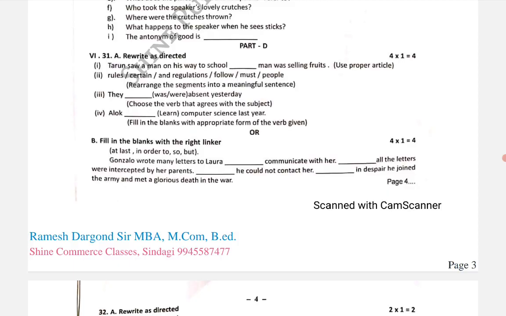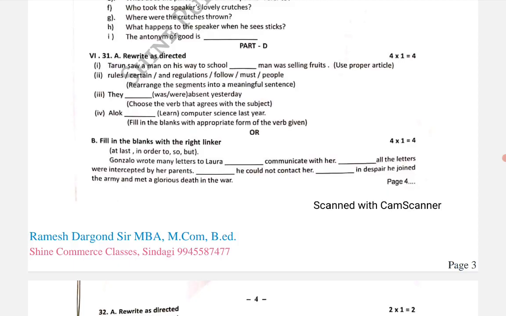4 questions will be there. Tarun saw a man on his way to school. So there is one more sentence, a man, again it is repeated. If a noun, the name of a person or a thing, is repeated in the same sentence, then you have to use the article 'the'. So here, the man was selling fruits. Okay, done. Next, so keep writing like this.